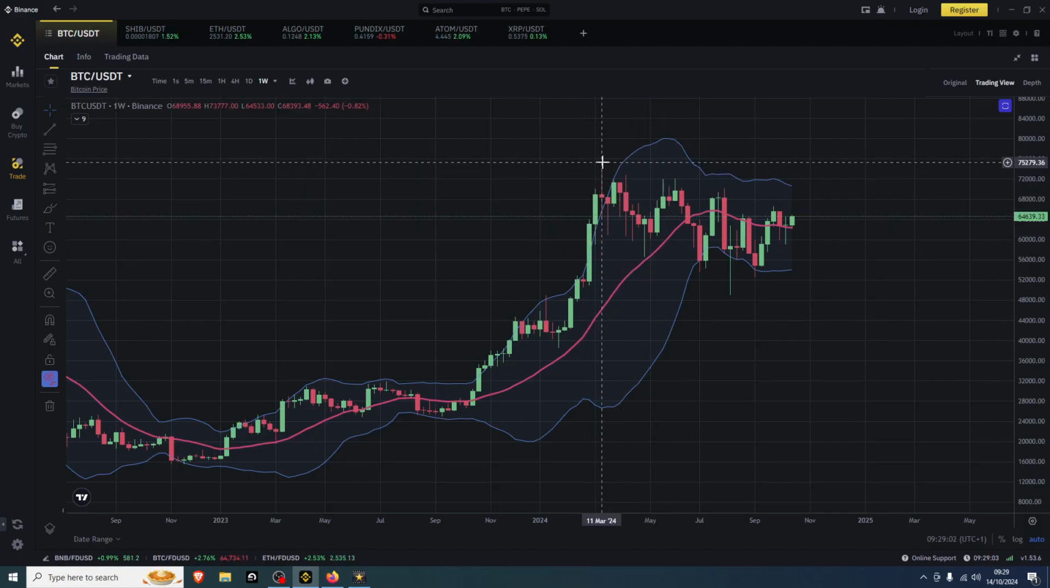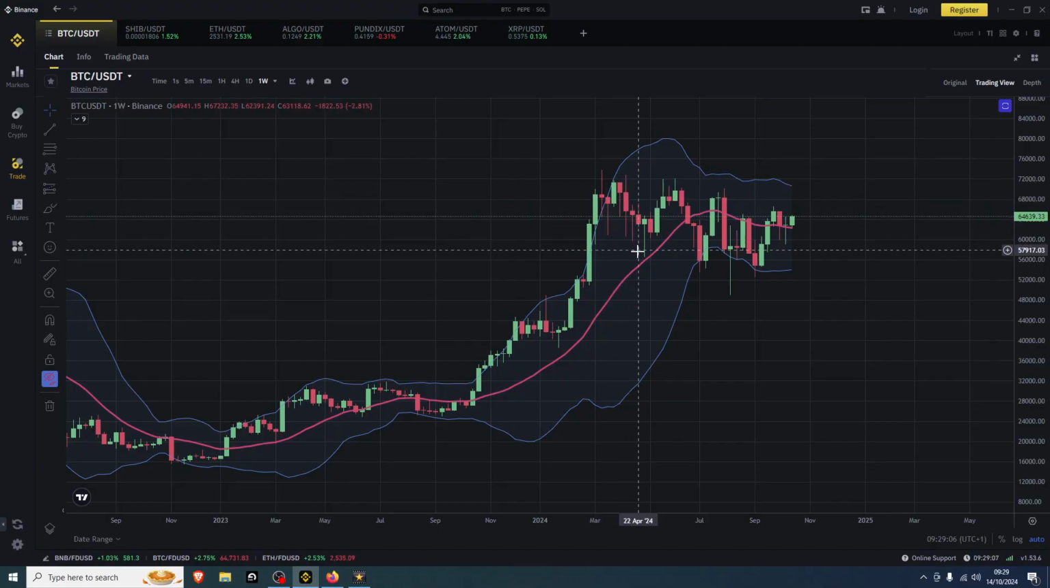So it's only a matter of time before it gets sucked back into the Bollinger Band, and possibly, hopefully, if you're looking to buy or go long, come back down to the 20 moving average, where that would be a more acceptable position to take. Again, it's all about risk to reward.